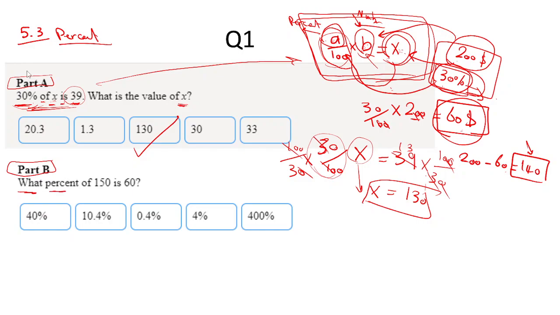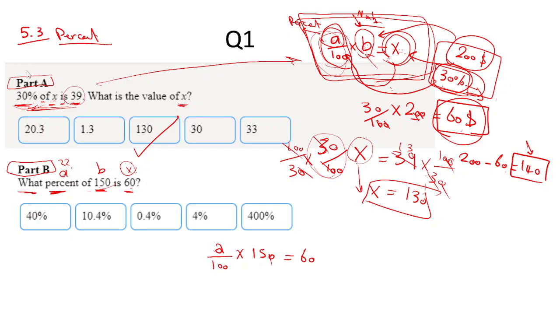It says what percent, that means I'm talking about A, of 150. This is the full amount, which is B. And this is A, which I need. 150 is 60, and this is the X value. So let's apply it to the formula. A over 100, I need a percent, multiplied by 150 will be equal to 60, right?